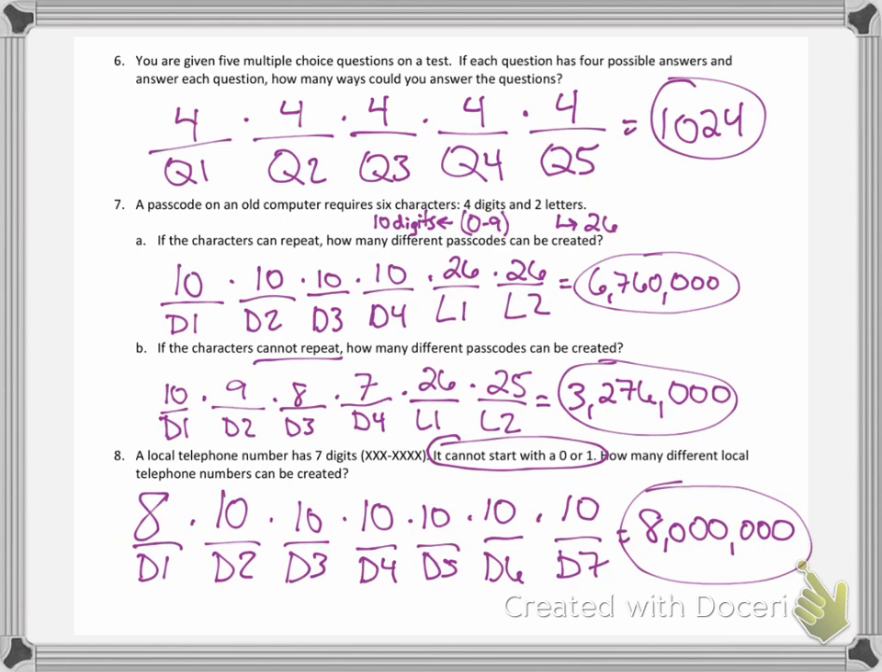Now, you notice there's probably more than 8 million people in the world that have phones. This is why area codes are super important, because it adds another 3 layers of digits, which also adds a lot more possibilities and a lot more different phone numbers that can exist. So that's how we use the fundamental counting principle. Again, a lot of multiplication is just a matter of reading the question carefully and using the correct numbers.